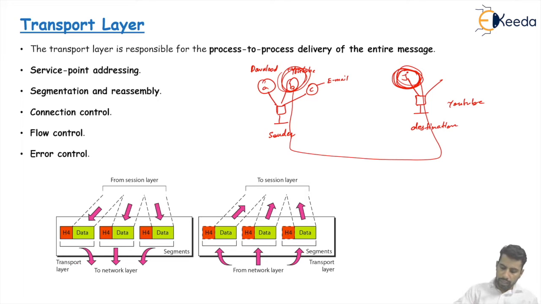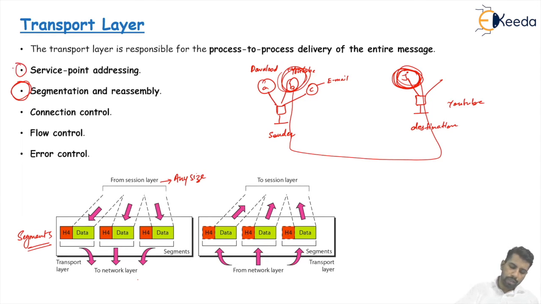Okay, and here this is the particular thing. At the session layer, we have data of any size. And at the transport layer, we divide this data in the form of segments. This segmentation and reassembling is also the responsibility of the transport layer.